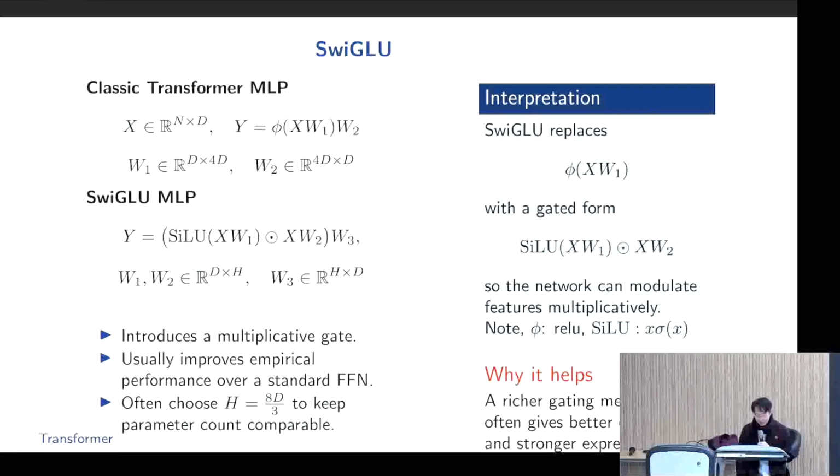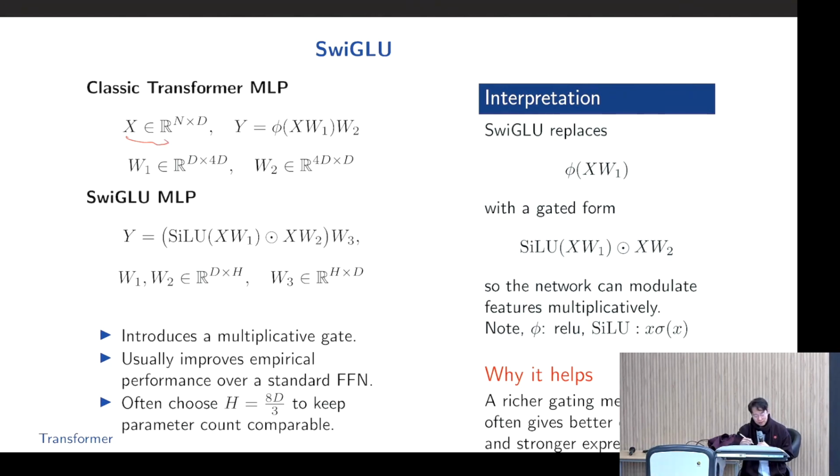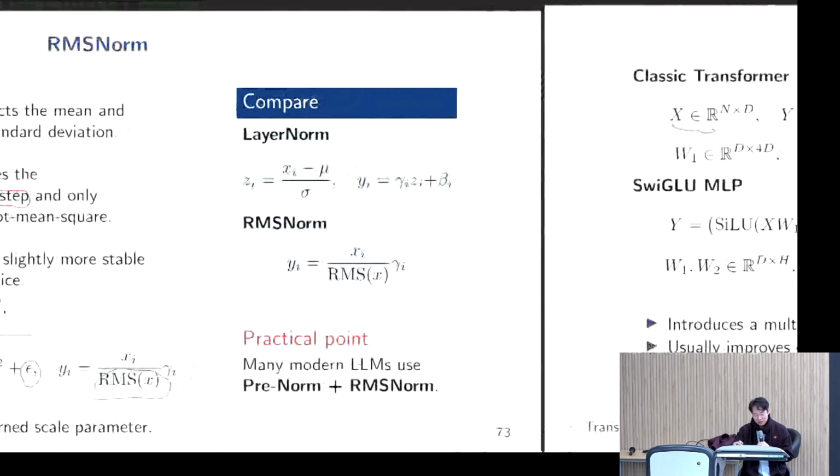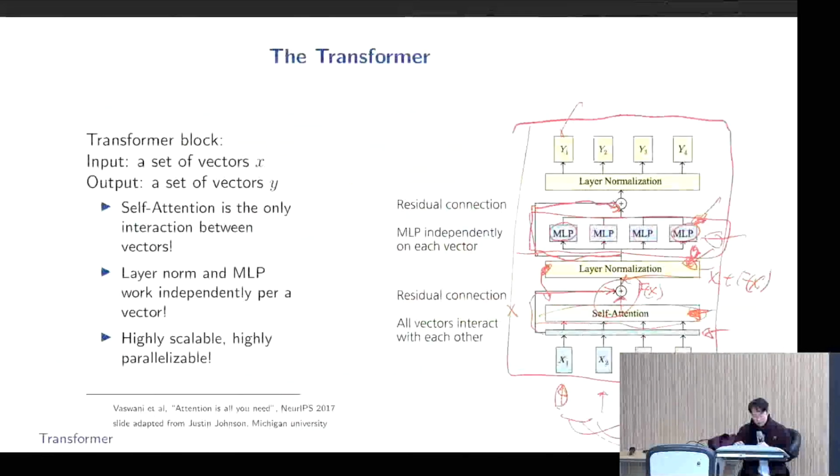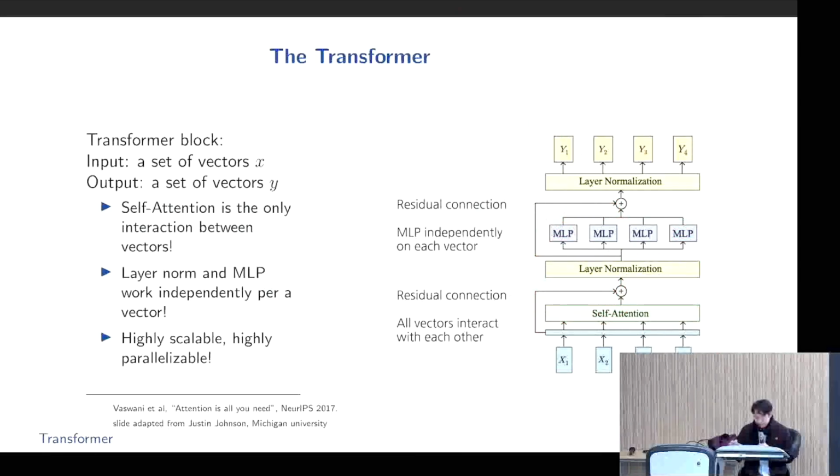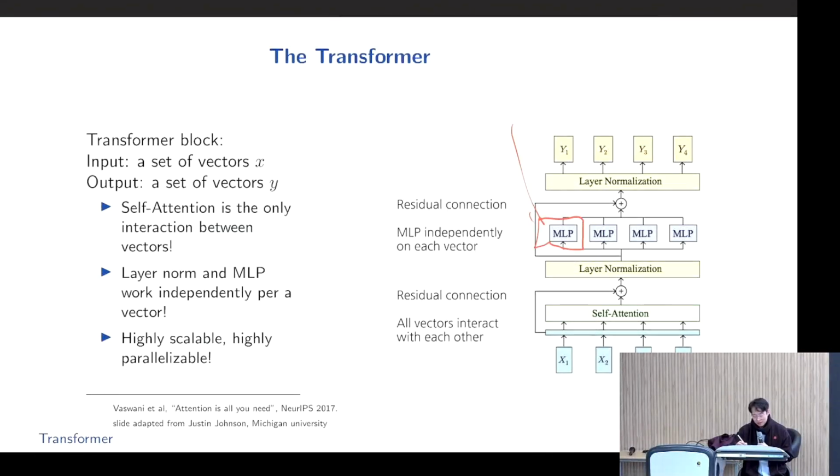Okay, so SwiGLU is another modern trick that's used in transformer architecture. If you look at the classical setting, you have input x, and we're looking at the MLP step here. Okay, it's so messy. Let's erase everything. So we're looking at this step here.